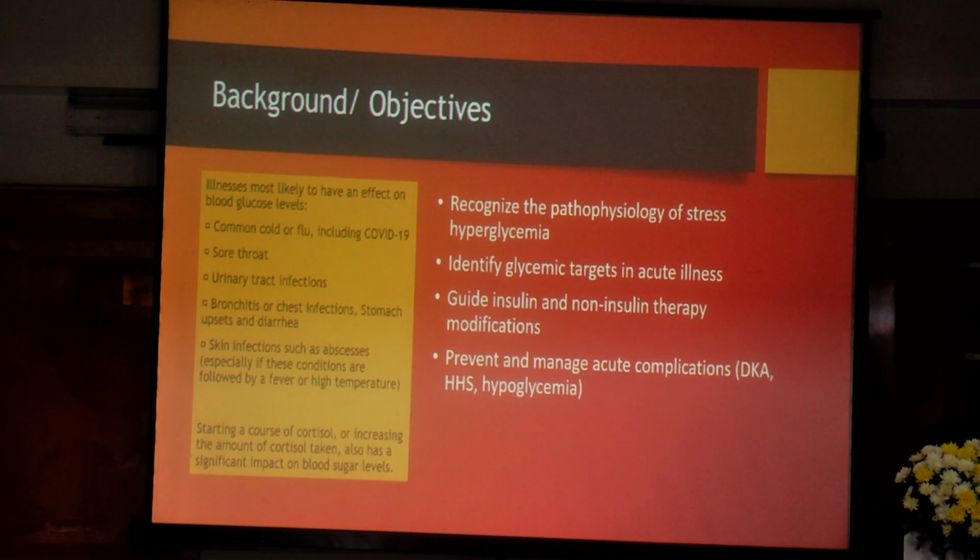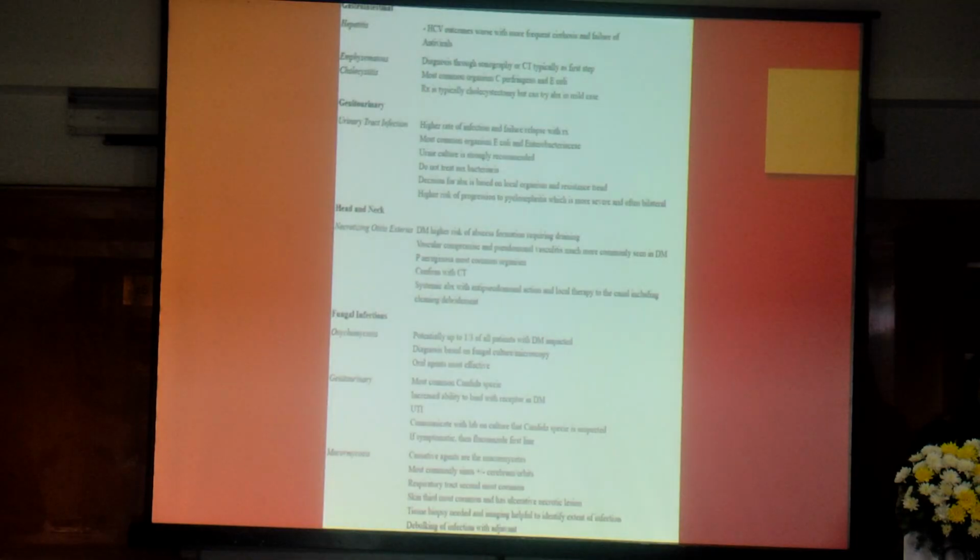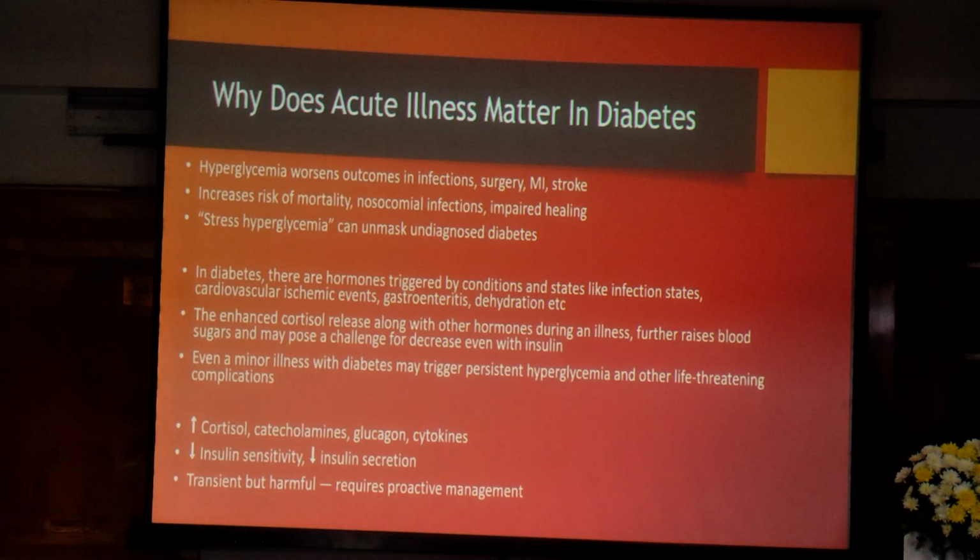Illnesses most likely to have an impact on glycemia are even as simple as a common cold or flu, including COVID-19, a sore throat, urinary tract infections, bronchitis, chest infections, stomach upset, diarrhea, and skin infections such as abscesses, etc. Starting a course of cortisol or increasing the already ongoing cortisol may also have a significant impact on blood sugars, and that needs to be kept in mind. Why does acute illness matter in diabetes? Because hyperglycemia is associated with worse outcomes, whether it is infection, surgery, or even wound healing.